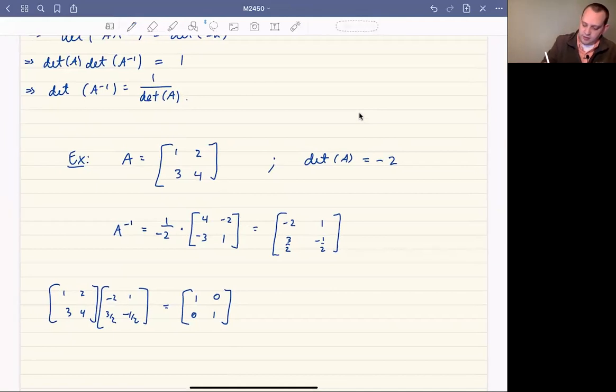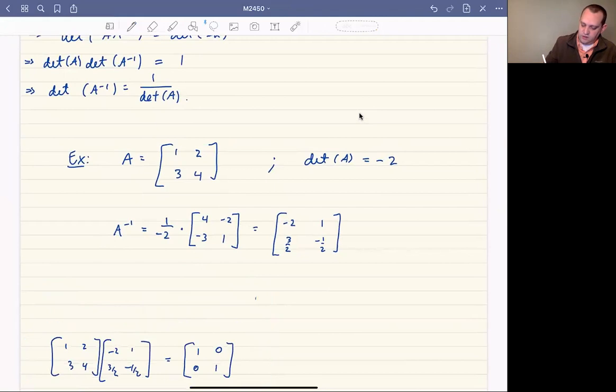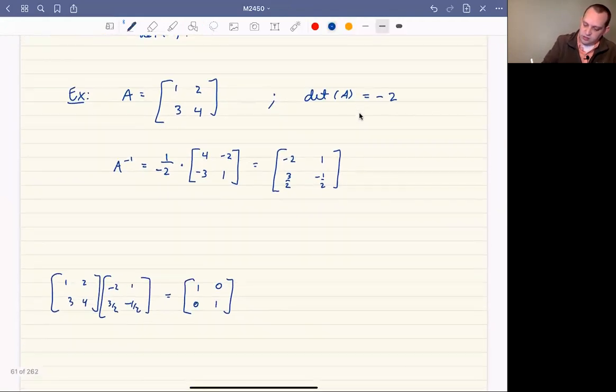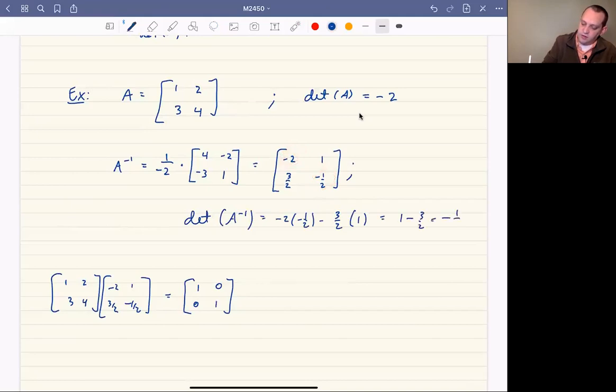Our final step is to figure out the determinant of A inverse. We'll do this the usual way. We take the product of those two terms, so -2 times -1/2, minus the product of the other two terms, so 3/2 times 1. That's 1 minus 3/2, so we really do get -1/2. Okay, everything is good.